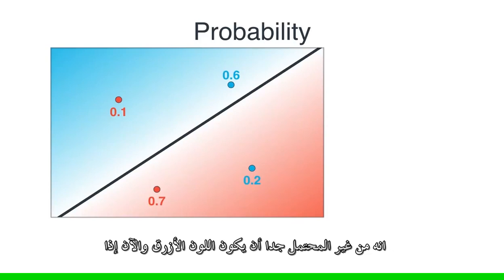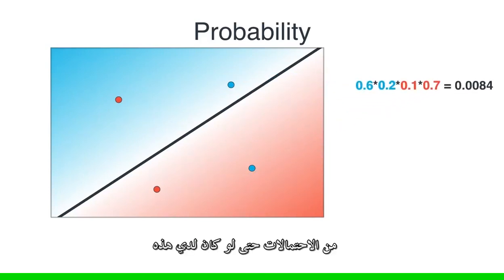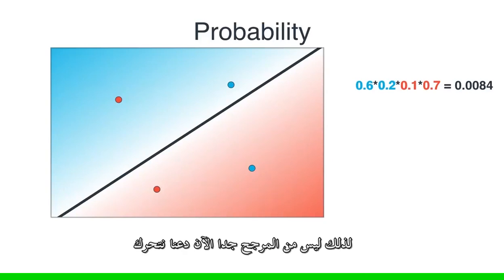And now, if we think that these are independent events, the probability of all 4 of them happening is actually the product of the probabilities. So if I have these 4 points and this line with this probability function, the probability that the points are of those colors is the product of the 4 probabilities, which is 0.0085. So it's not very likely. Now let's move the line around.